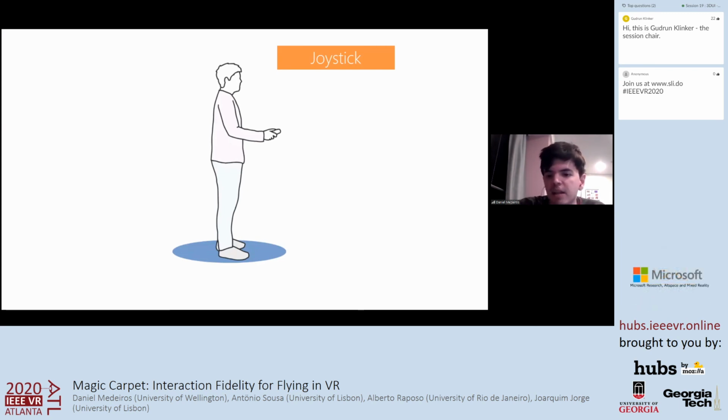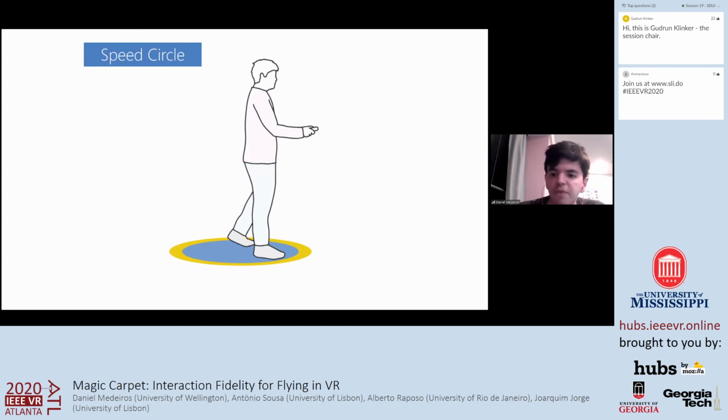And in this technique, we just included movement in the positive axis of the analog stick. We also used 2 different techniques with a high level of interaction fidelity. The speed circle, which uses the human body as a joystick, was inspired by McMahon et al. And this technique uses closer to the border of the circle to have maximum speed.